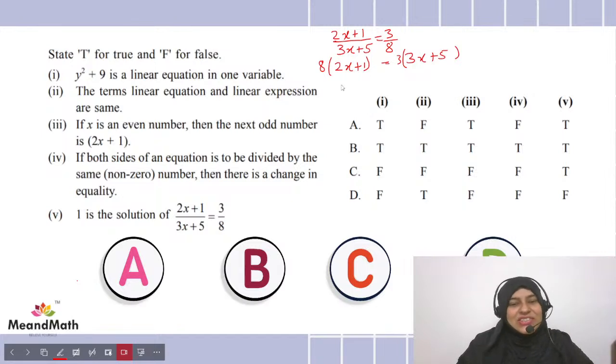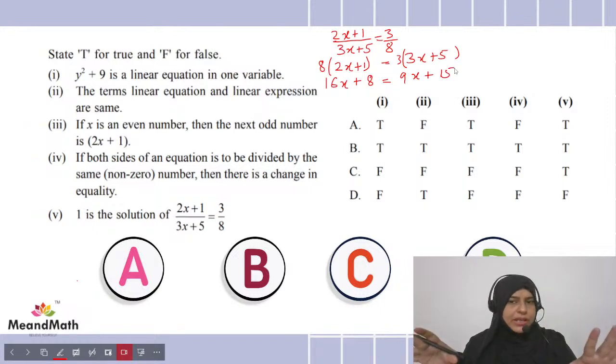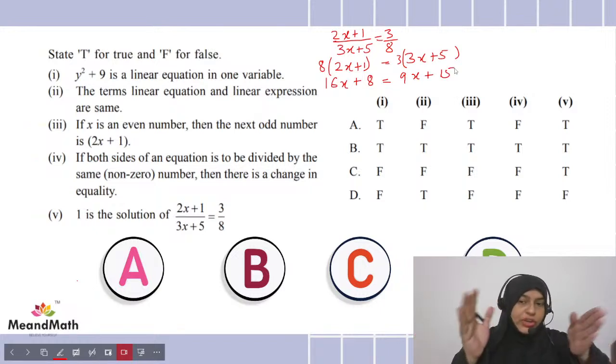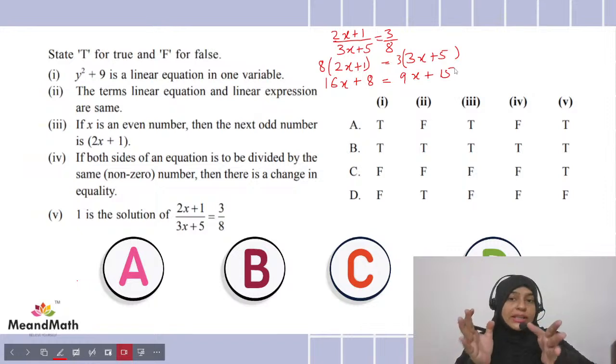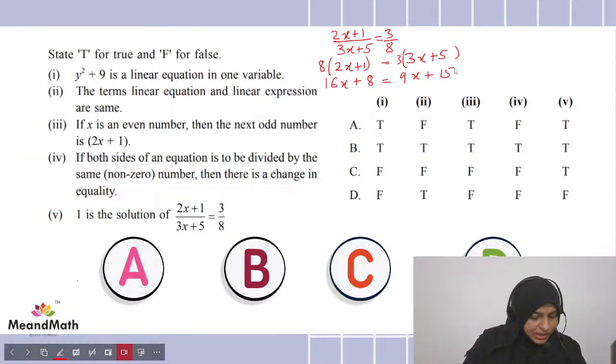Okay, now let's try to solve it. 8 times 2 is 16x. 8 times 1 is 8. Now 3 times 3 is 9x, and 3 times 5 is 15. Now it's so simple. What we need to do is take all the like terms together.